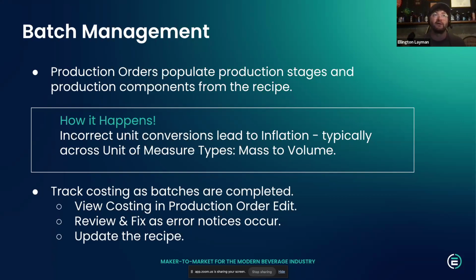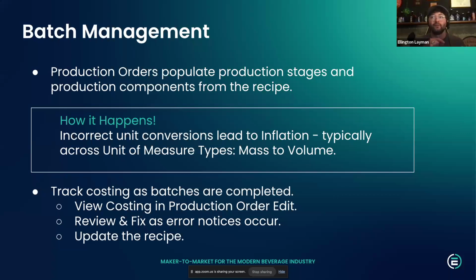So we can track costing as batches are completed. We view that costing in production order edit, review and fix the error notices as they occur, and update the recipe. I put that bullet in there about error notices because we put a lot of tools into this process, and we put a lot of safeguards up to keep you from making this mistake. So I had to trick the system in order to make this mistake. I had to run through 2 red flags and break it. So it happens. You can do it on accident. I did it on purpose.